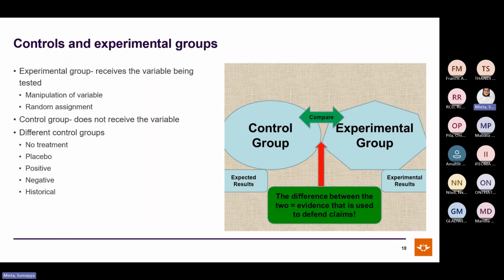So, like we said, the experimental group receives the variable being tested. Okay. And there's manipulation of the variable. We also have something called random assignment.